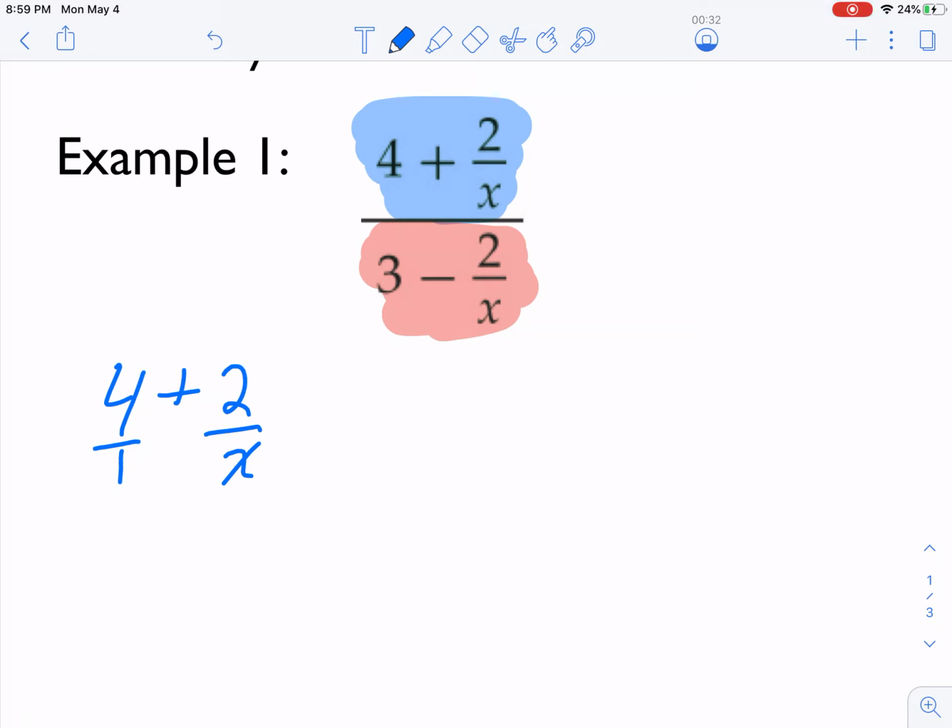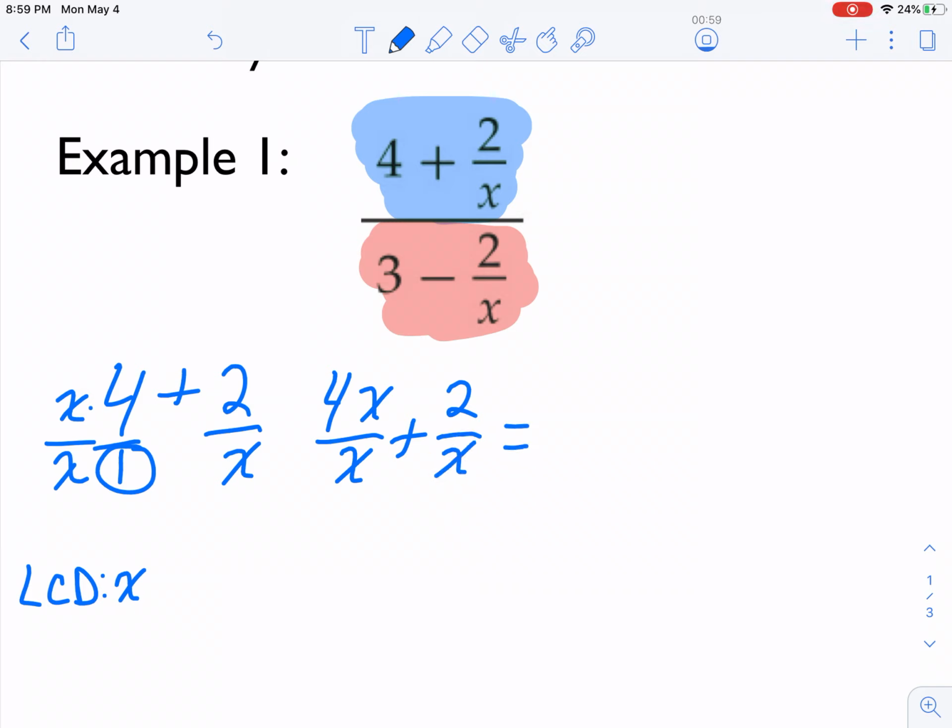Looking at just the top, my LCD would be x, because 1 goes into x, and x is already covered by x. So to make this 1 into x, I need to multiply top and bottom by x, which gives me 4x over x plus 2 over x. At this point, I have my numerator as 4x plus 2 over x.